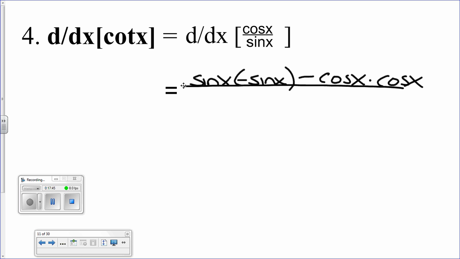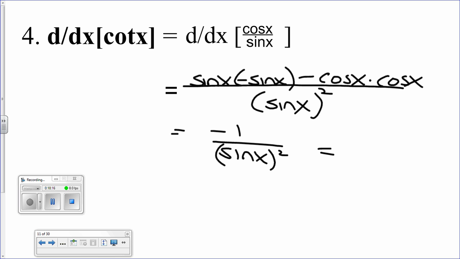Cosine x all over the sine of x squared. Now that numerator, that's negative sine squared x minus cosine squared x. What does that equal? We know sine squared x plus cosine squared x is 1. If you pull a negative out, that's going to be a negative 1. So that's negative 1 over sine squared x, which is equal to negative cosecant squared x.